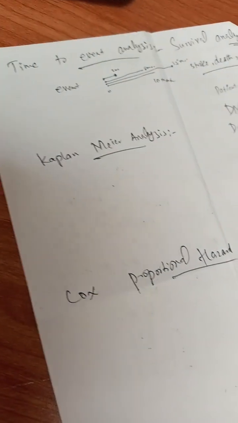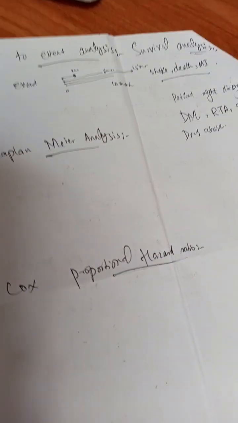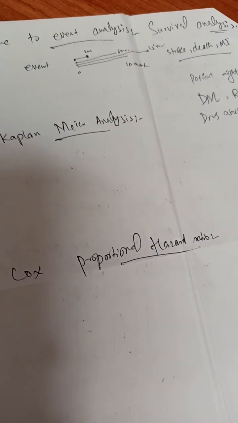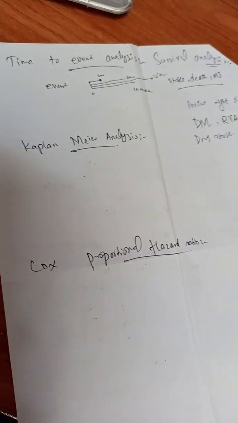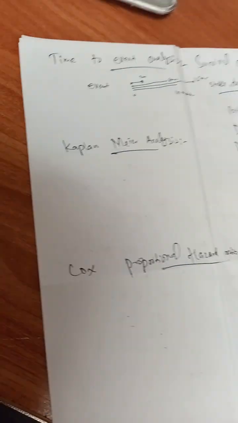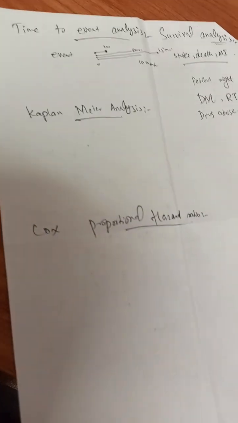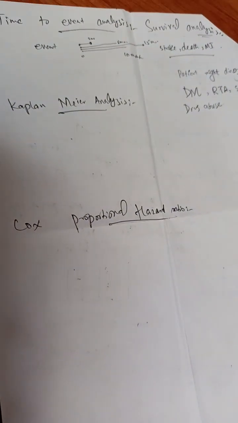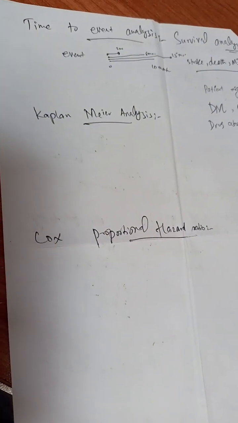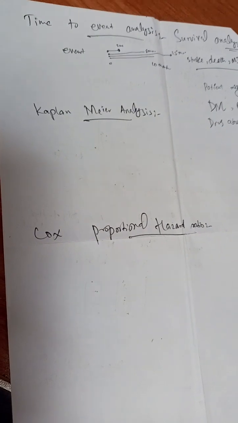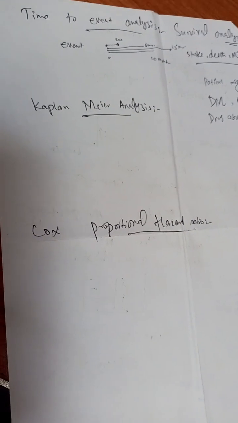Now we are going to discuss time to event analysis. We also call it survival analysis. Survival analysis is discussed in two types, Kaplan Meier analysis and Cox proportional hazard ratio, or we can also call it Cox proportional hazard analysis, right?